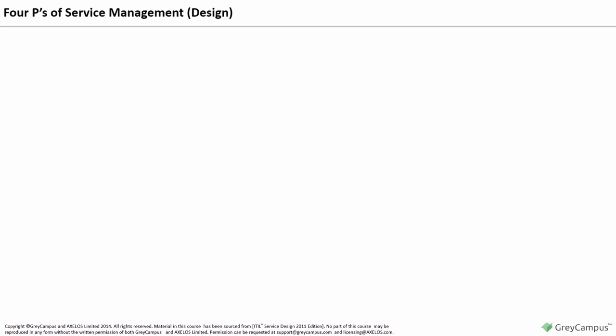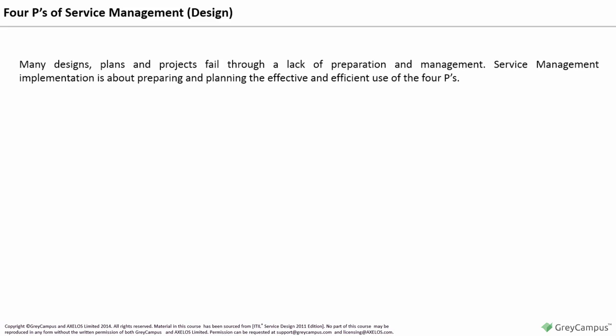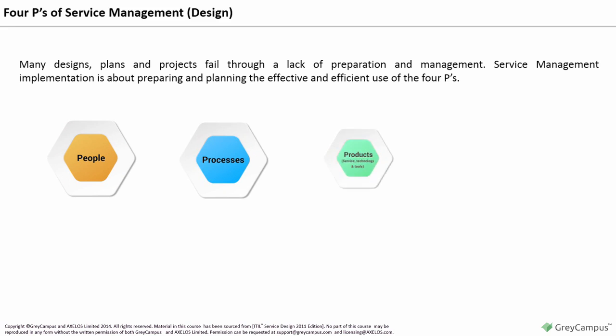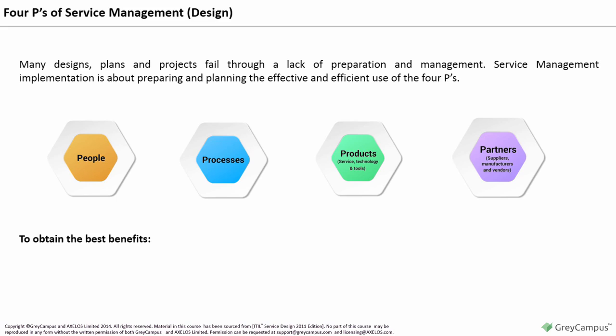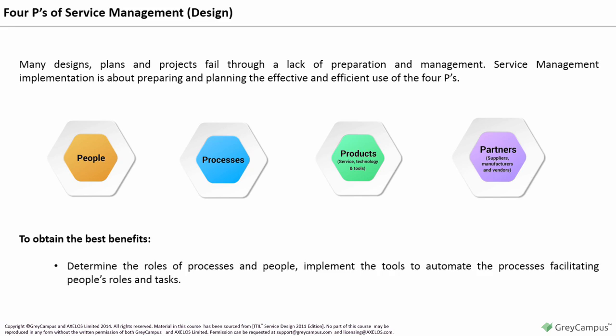The 4 P's of service management design. As you might have seen, many designs, plans and projects fail through a lack of preparation and management. Service management implementation is all about preparing and planning the effective and efficient use of the 4 P's. So what are those 4 P's? People, processes, products, and partners. To obtain the best benefits, you must determine the roles of processes and people. Implement the tools to automate the processes, facilitating people's roles and tasks.